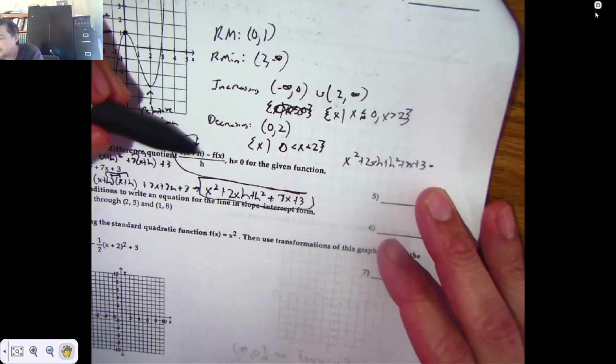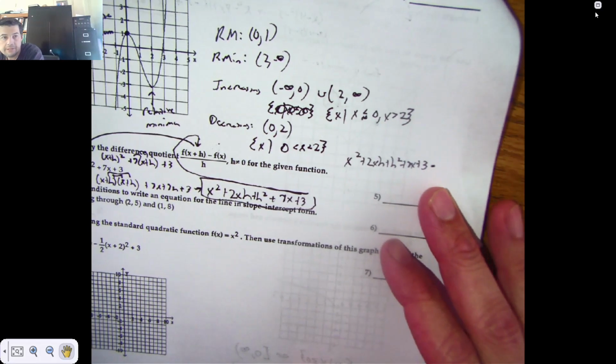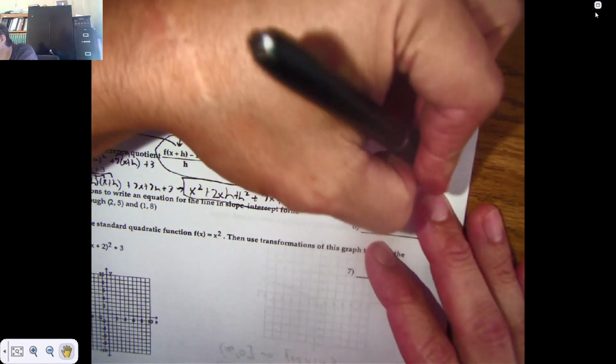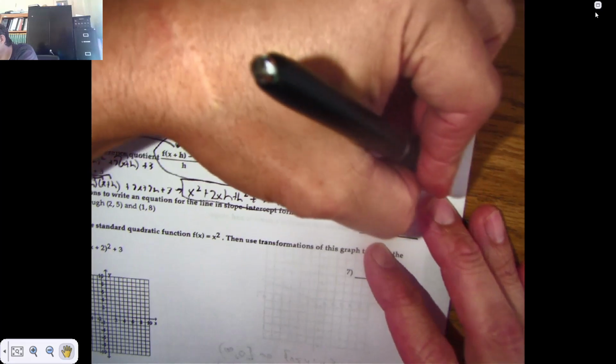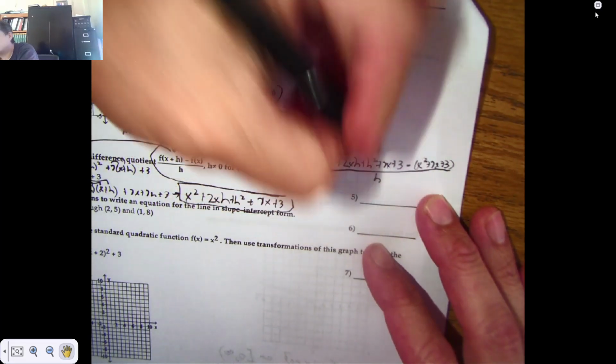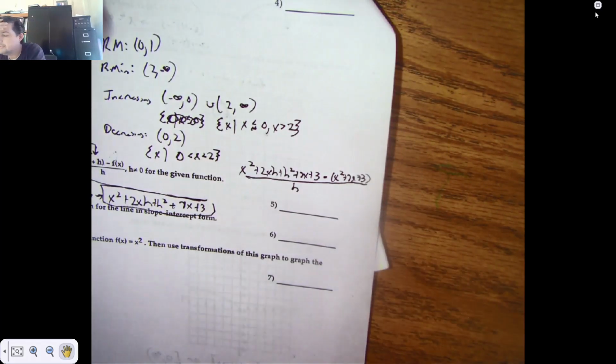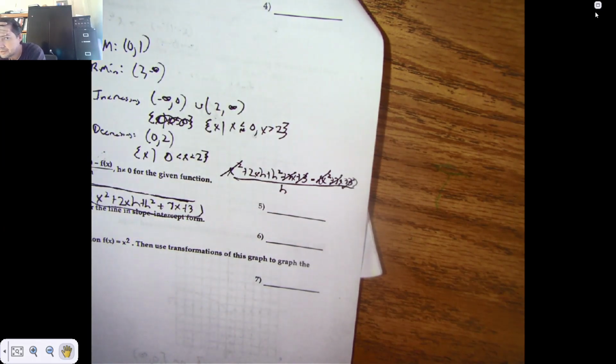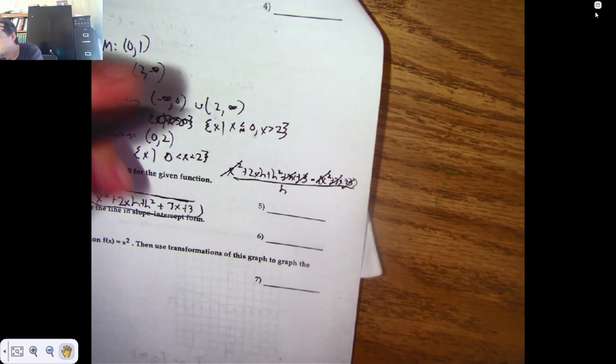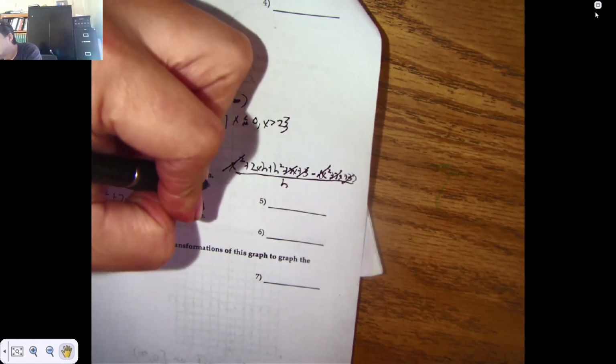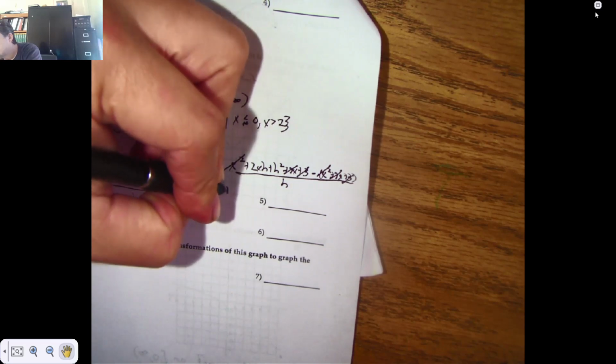Then we have take away f of x. So take away x squared plus 7x plus 3. It's all over an h. Now we combine like terms. We have an x squared minus an x squared. We have a 7x minus a 7x. We have a 3 minus a 3. You always cross out those things. There's 6 things that disappear every time. And we are left with 2xh plus h squared.